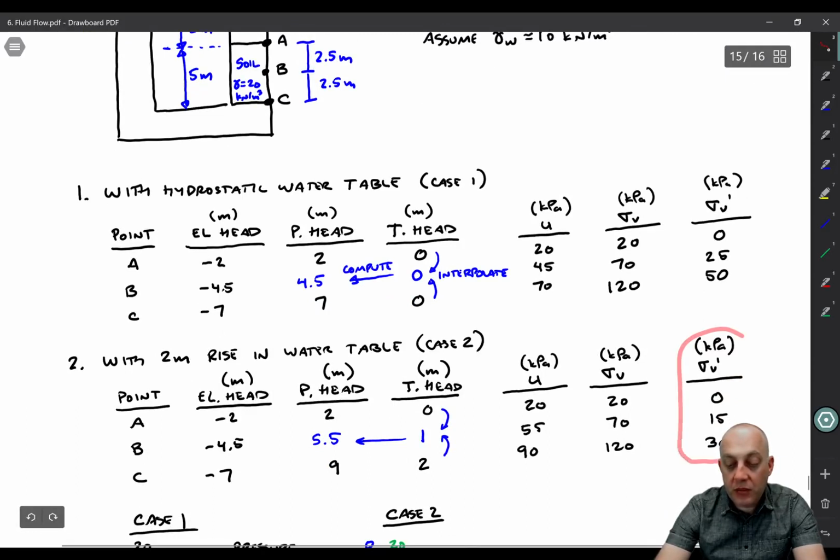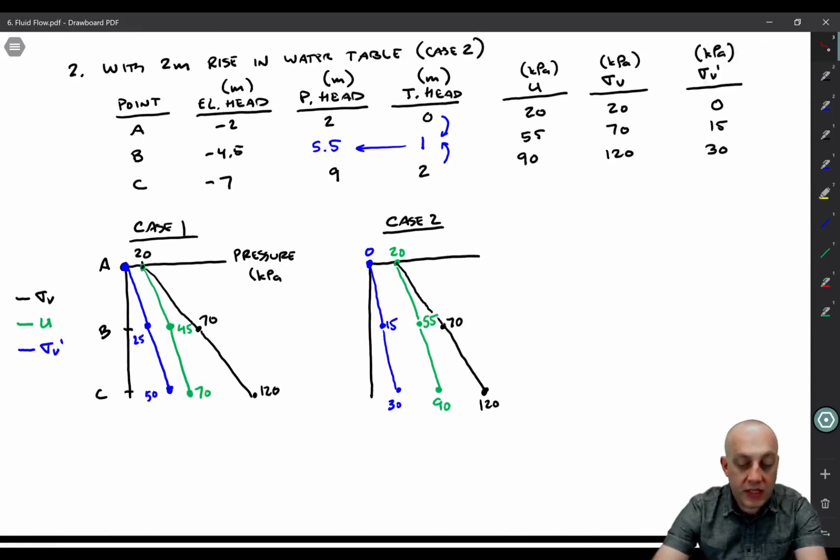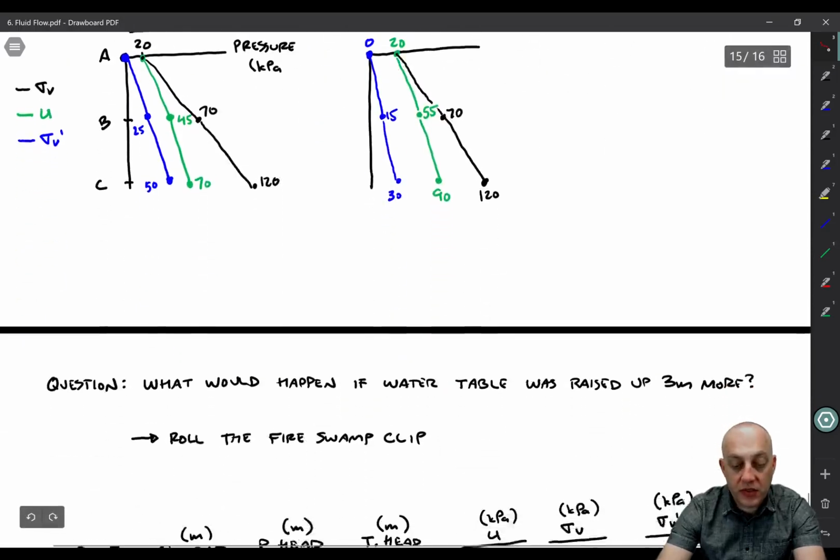Now sigma V prime has gone down, right? We have 0 at point A, and then instead of 25 at point B, we have 15, and instead of 50 at point C, we have 30. So by flowing water upward through the soil, we've decreased the effective stress, which means that the soil is now weaker. So if we were to plot these things with depth, for case 1, here's sigma V prime, this is U, and this is sigma V, just plotting the points. For case 2, here you have sigma V prime, U, and sigma V, right? So that's a nice way to present these results.